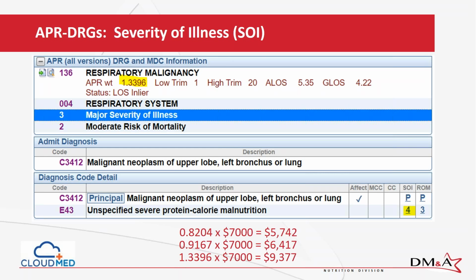But moving it up from a 2 to a 3 increases the relative weight, a little better jump from 2 to 3 than it was from 1 to 2, and it's 1.3396, and with that calculation with the hospital's blended rate, you end up with over $9,000 in reimbursement. So you can see how this reimbursement methodology works as far as improving the reimbursement for APRs by improving your severity of illness score.